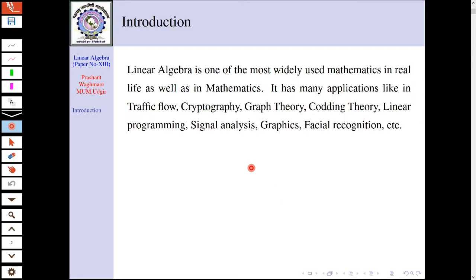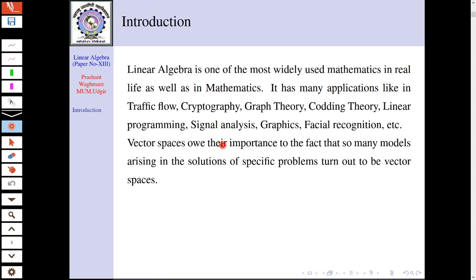Linear algebra is one of the widely used branches of mathematics in real life as well as in mathematics. It has many applications, like in traffic flow, cryptography, graph theory, coding theory, linear programming, signal analysis, as well as in graphics and facial recognition. Also, there are other fields in which we are going to use linear algebra.